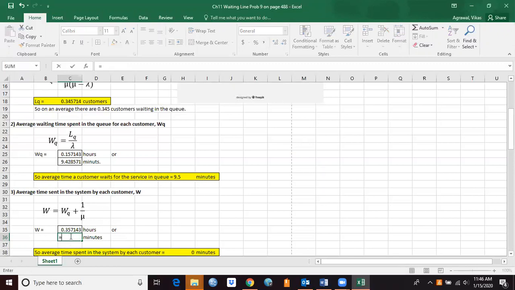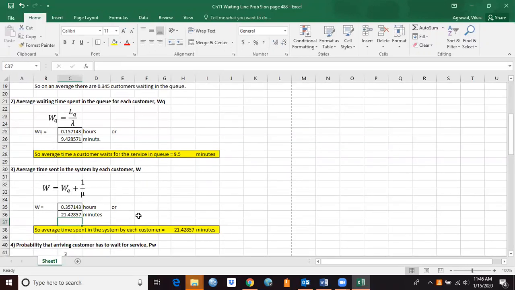Multiplying by 60 gives that many minutes spent in the system, which again includes the service time and the waiting time. The waiting time is 9.5 minutes, and if you subtract that from this number, the service time is approximately 12 minutes. So this is an approximate number.